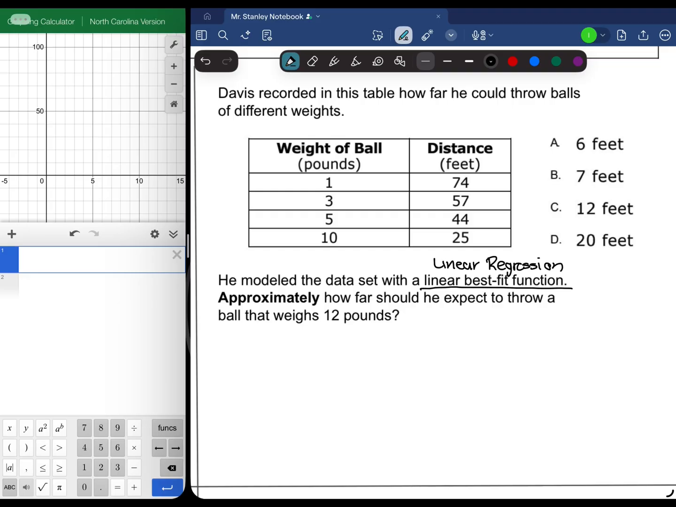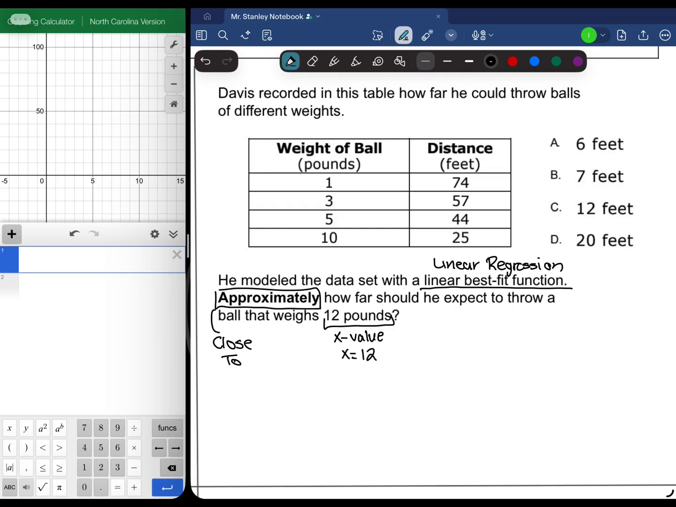So then we see approximately. Approximately means that whatever answer we find is going to be close to the choices that they gave us. Now, the last part of it says how far can he expect to throw a ball that weighs 12 pounds? So we're looking at 12 pounds. Now, if we look at the table, pounds is going to be in the x column. So this one, they gave us our x value. So when we put it in Desmos, we're going to do x equals 12.